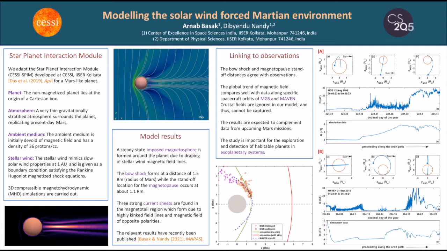An induced magnetosphere is formed around the planet along with strong plasma shadows in the magnetotail region. The global trend of the simulations compares well with observations from MGS and MAVEN missions. The study is important from the perspective of planetary habitability and finds implications in exploration of habitable planets in the solar and exoplanetary systems.